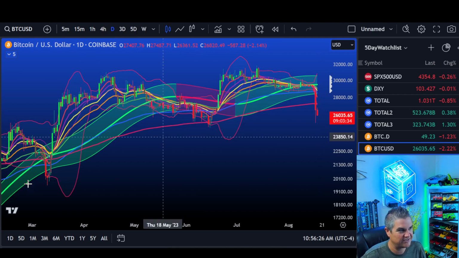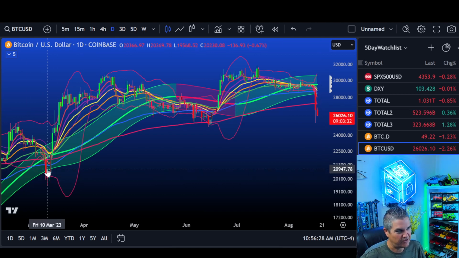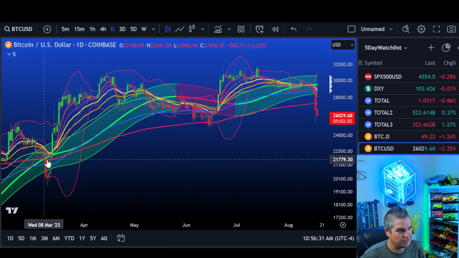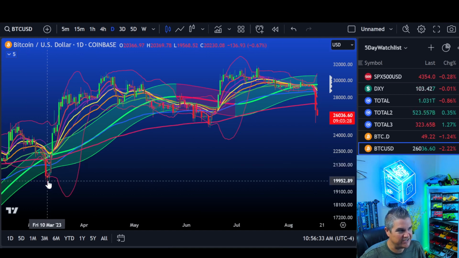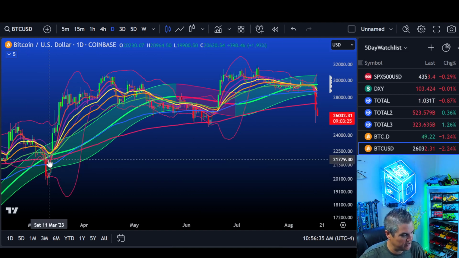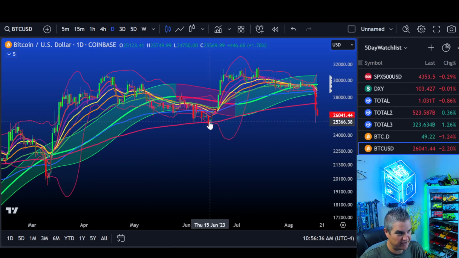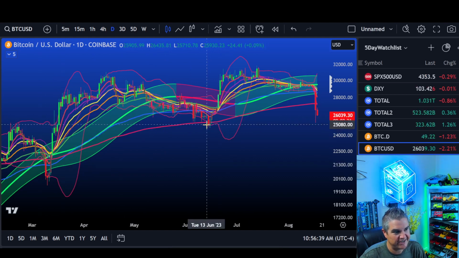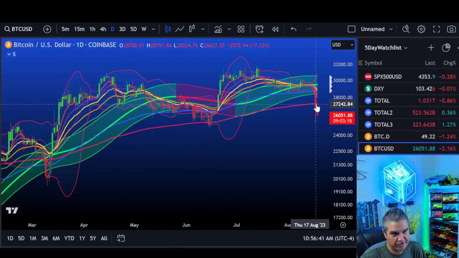Have we done this before? Yes. We'll go back to March, right? Under the Gaussian channel, under the 200-day EMA, quite significantly, right? How far under the 200 EMA? Or this pink line is what we're looking at, right? Test in March, a retest in June, and a third. Not only retest, but break down below.